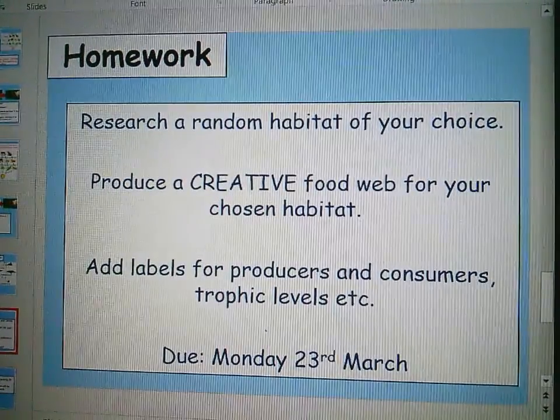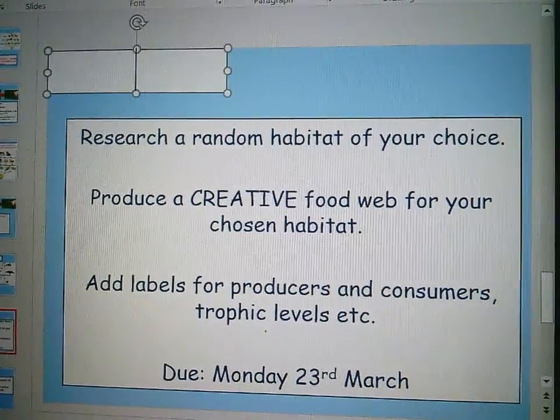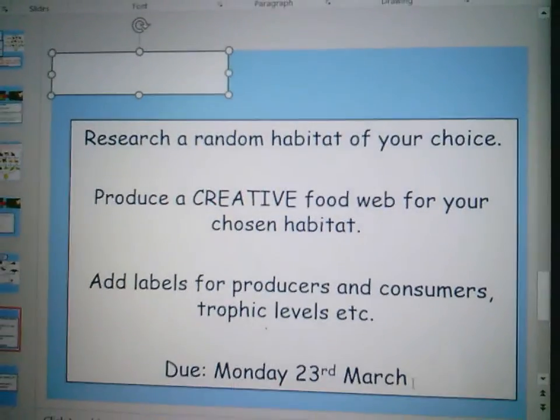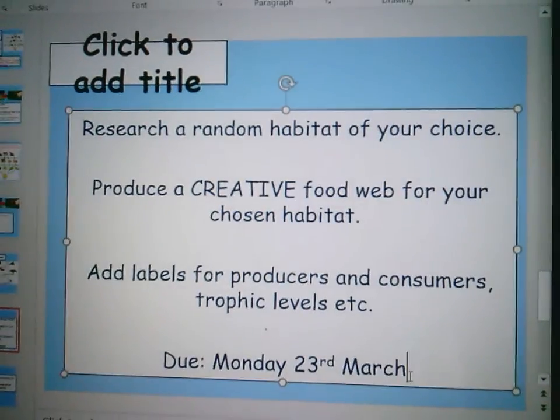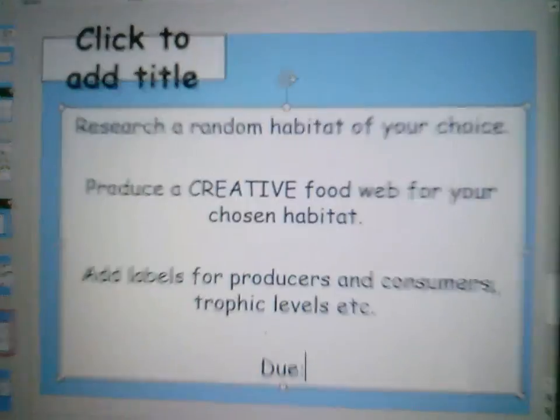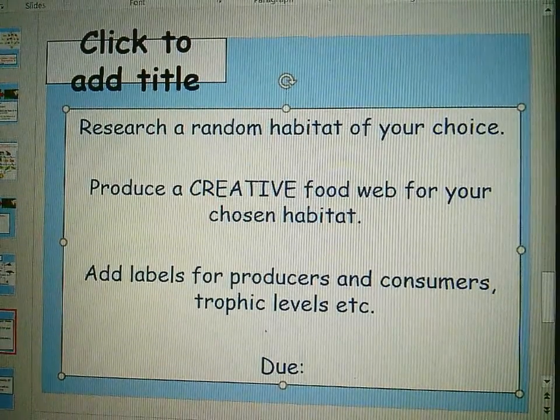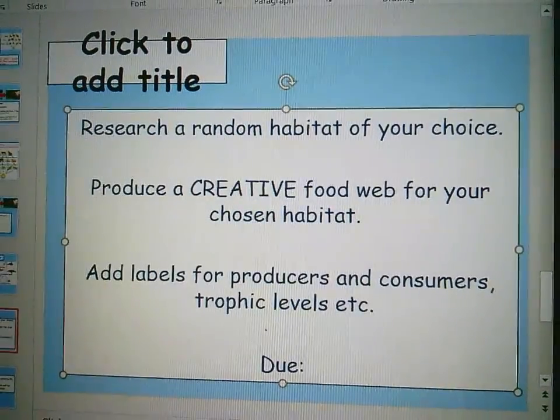I would like you to do this. It's not homework. So research a random habitat of your choice. So it could be anything. It could be a jungle, it could be a desert, it could be a forest, it could be a woodland, and I want you to produce a food web, a big food web, as big as you can.